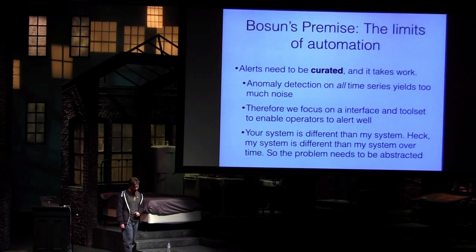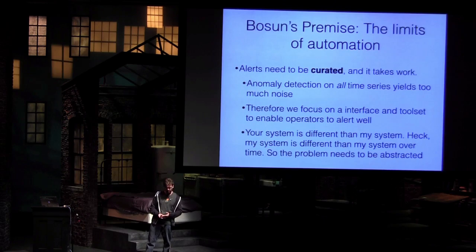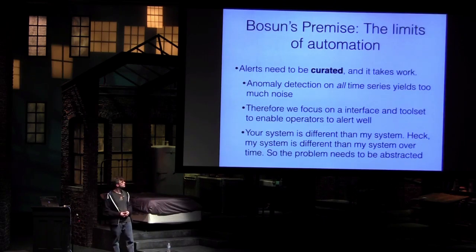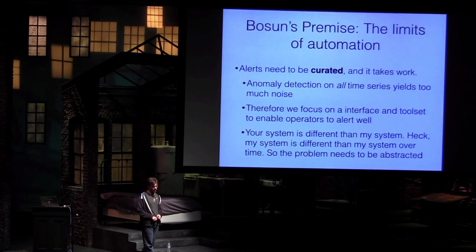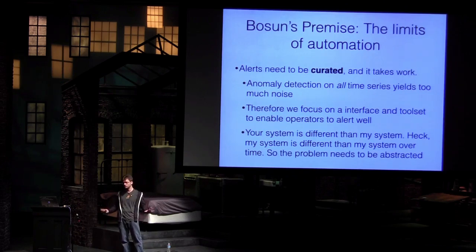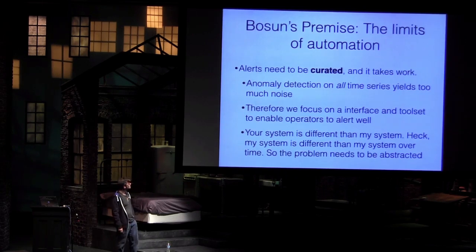So one of the premises that we took before building Bosun is that there are a lot of limits on automation when it comes to alerting. And I think alerts really need to be curated. It takes work. There's this idea of just taking all of your time series and putting them through a system that does anomaly detection. I think that generates too much noise. I think it's an excellent tool when used selectively, but just kind of blanketly applying it, at least this day and age, has not been super successful from what I've seen.